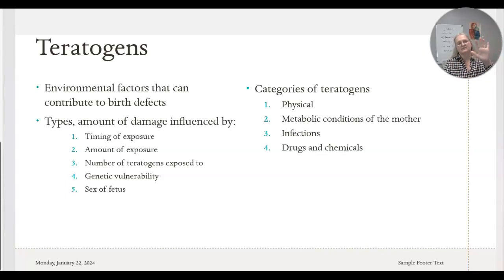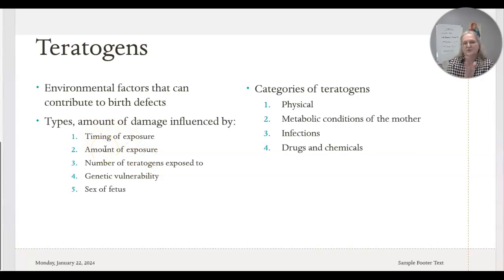This slide is a list of what we call teratogens, I believe is the proper pronunciation. That's how I have always said it, which is a term given to environmental factors that can contribute to birth defects. And basically, there are lots of different categories of teratogens. Some are physical, some refer to the way the mother's body metabolizes infections, diseases, drugs, chemicals, but the degree to which a teratogen can affect the unborn depends really on this list right here.